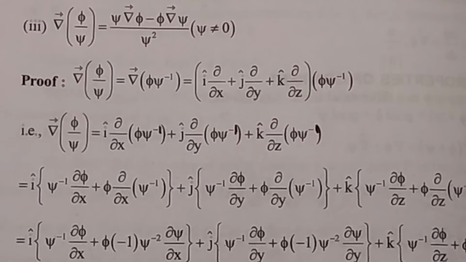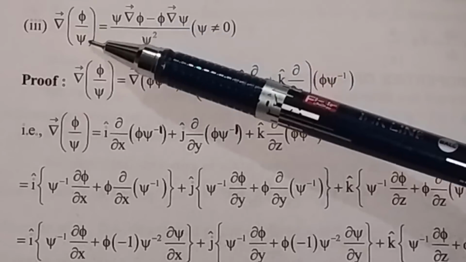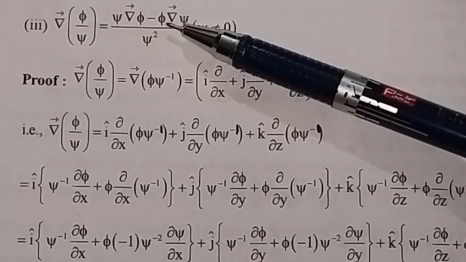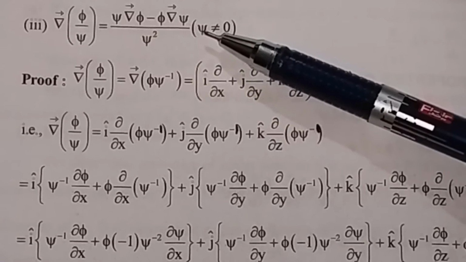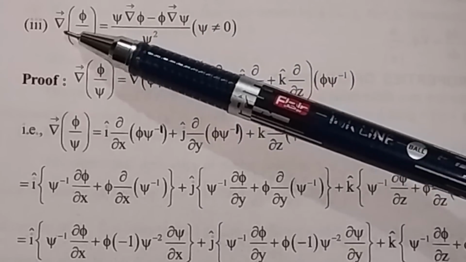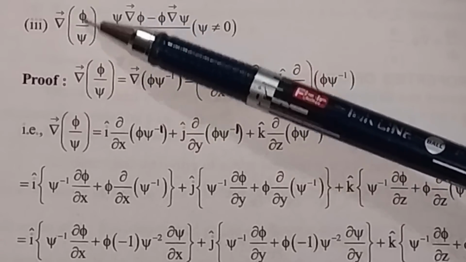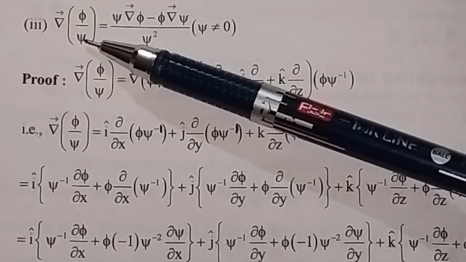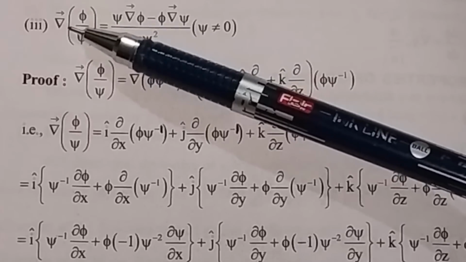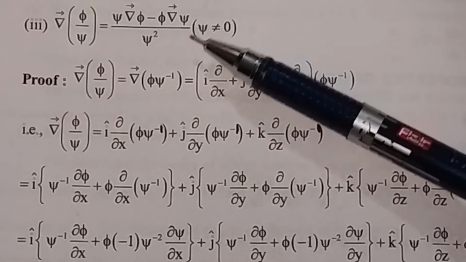So here we will prove another basic property of gradient, that is, gradient of phi divided by psi is equal to psi gradient of phi minus phi gradient of psi, divided by psi square, and psi is not equal to 0. As I have told you, gradient can be written in terms of del operator. So gradient of a scalar function, here phi and psi are differentiable scalar functions. So gradient of phi divided by psi means del of phi divided by psi. So we have to prove this basic property.